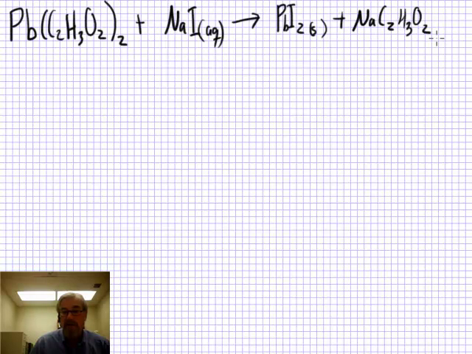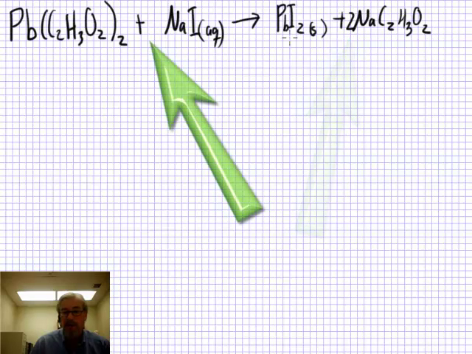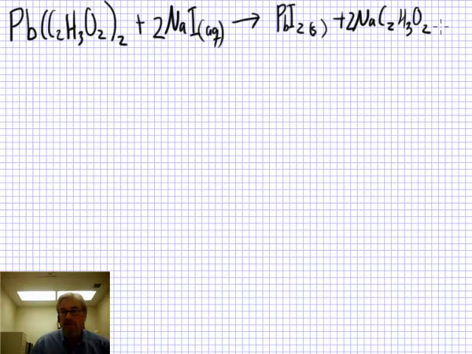Now, if I'm going to balance this, I'd need a 2 here to balance my acetate. That means I need a 2 here to balance my sodium, and that would also balance my iodine. So there's the molecular equation. Oh, sodium acetate is aqueous. Now, if I want the ionic equation, I can split up the aqueous things. I can split up the things that are electrolytes.